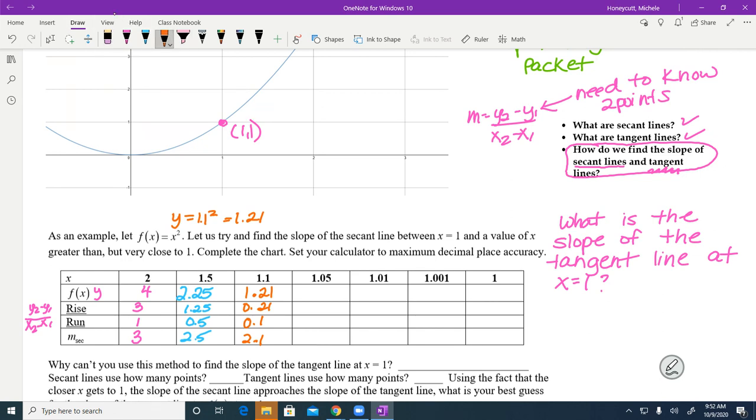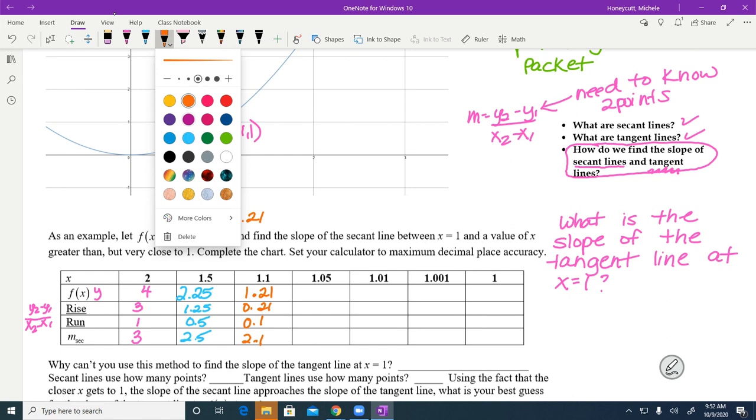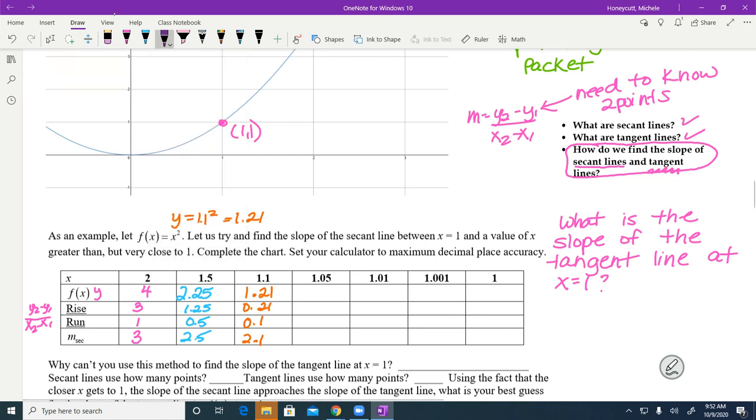So instead of 1.1, now we're going to be moving to 1.05. See how close I'm making these points now? 1.05. Now I need to find that y. The formula is y equals x squared, so y would be 1.05 squared. And 1.05 squared is 1.1025. So the y would be 1.1025.